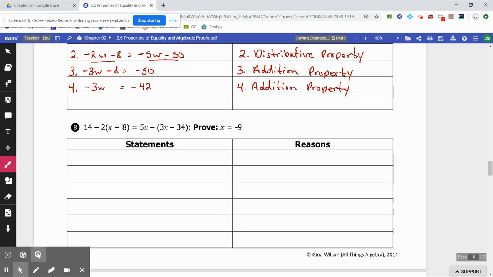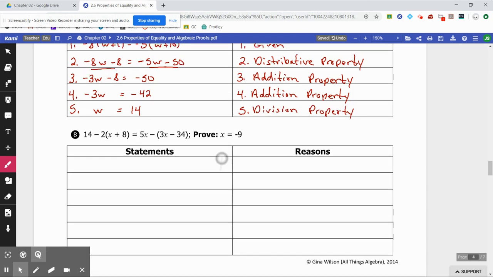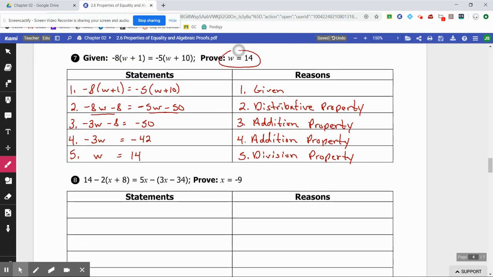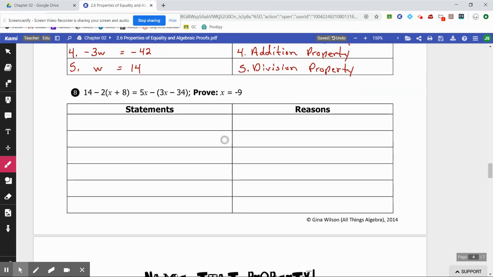And then finally, my last step, I've got to get rid of that negative 3. Since negative 3 is being multiplied by w, I'm going to divide by negative 3. Negative 42 divided by negative 3 is 14. And since I divided, that would be my division property. And you can always double check and make sure you did prove what you were trying to prove. And the last one.